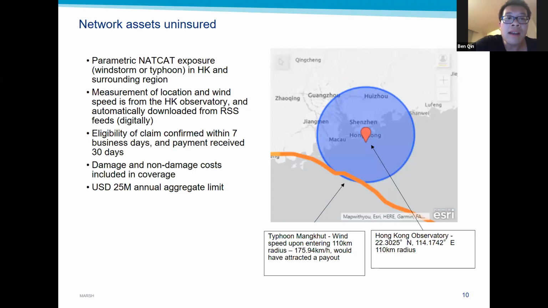The orange line happens to be Typhoon Mangkhut, the recent one in 2018 that hit close to Macau and Hong Kong, and we were able to organize the solution so it paid out had Mangkhut were to cross Hong Kong again. That was to use this whole concept of a cat in the box solution, where we looked at where the typhoon would cross a circle on a map, hence why it's cat in the circle, and we looked at a 110 kilometer radius around the Hong Kong Observatory in that example, and that was a 25 mil capacity that was secured for that client as a result of that. Next slide, please.